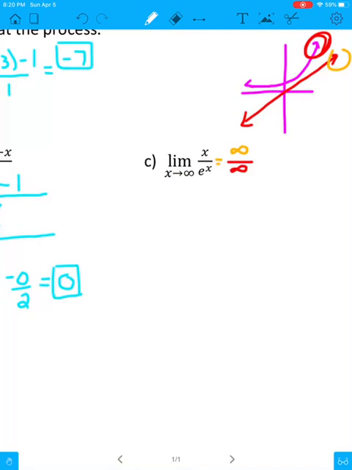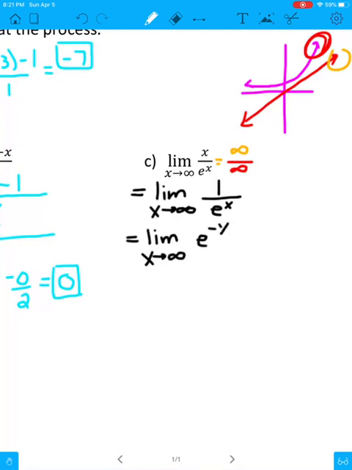So what do I have to do? I have to do L'Hopital's rule till I don't get that infinity over infinity, or I don't get 0 over 0. So I'm going to do the limit as x approaches infinity. The derivative of x is 1. The derivative of e to the x is e to the x. Now that's actually the same as saying the limit as x approaches infinity of e to the negative x, right? Because I can just bring this up and raise it to a negative exponent.